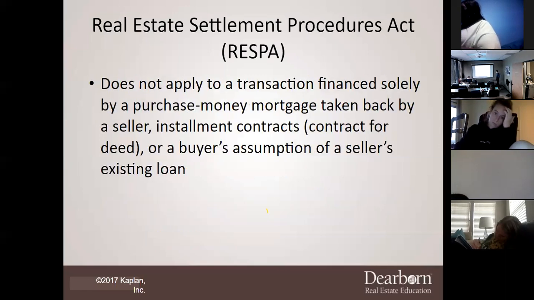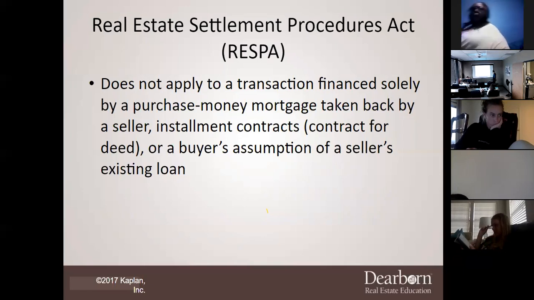More on RESPA. It does not apply to a transaction financed solely by a purchase money mortgage taken back by a seller, installment contracts, which is a contract for deed, or a buyer's assumption of the seller's existing loan. So RESPA will not apply if it's a purchase money mortgage, or if the assumption of the seller's existing loan is taken.